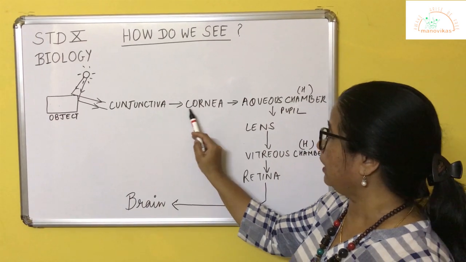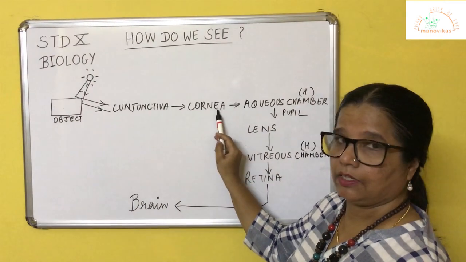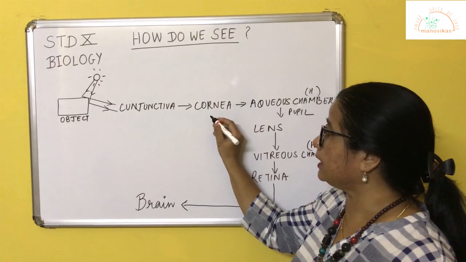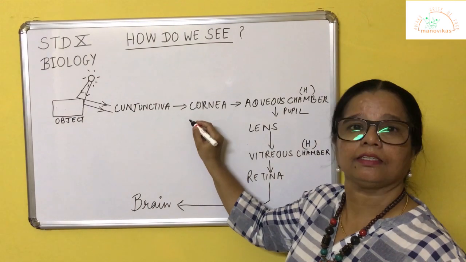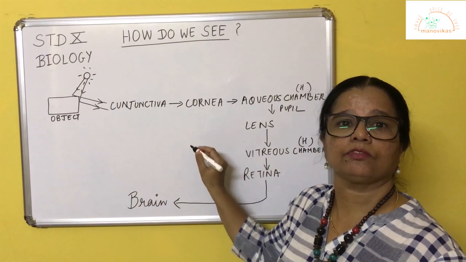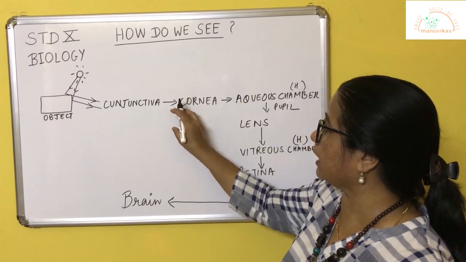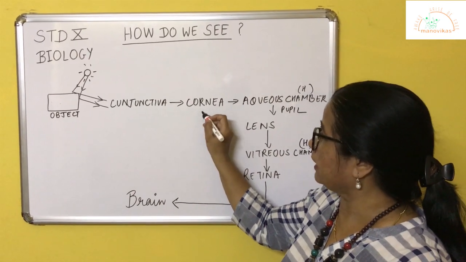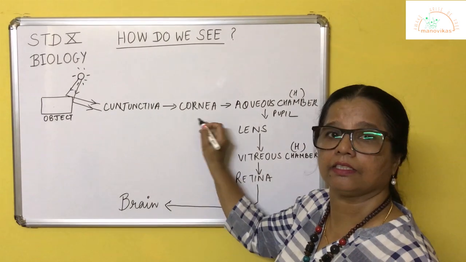From the conjunctiva, the light rays enter the cornea. The cornea, as you know, you will have seen the structure of the cornea. It is a curved structure. It has a curvature. Because of this curvature, it helps to converge the rays of light. So the first structure that helps in converging the rays is the cornea.